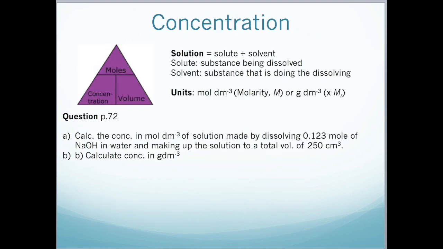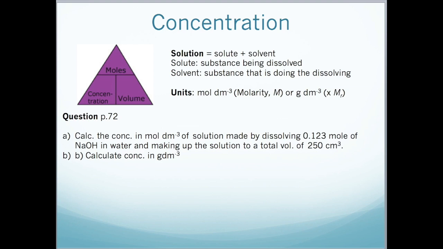We also need to know about concentration. And this is the final triangle that we need to know. So we've got concentration at the bottom, moles and volume. So first of all, concentrations apply to solutions. So a solution contains a solute and a solvent. The solute is the substance that is being dissolved, for example, table salt. And a solvent would be the substance that is doing the dissolving, so that would be the water. So if you wanted to dissolve salt in water, that would be an example. Solutions can be colored or colorless, but they're always clear and never cloudy.